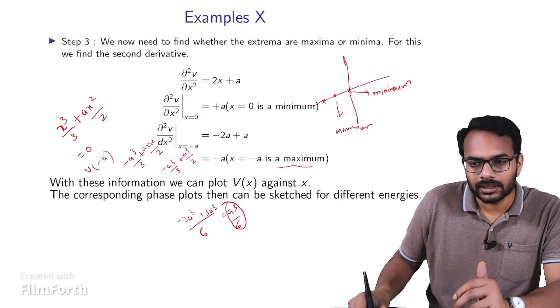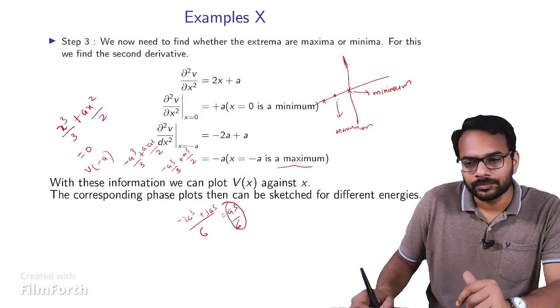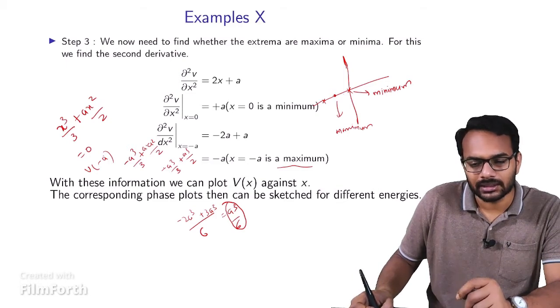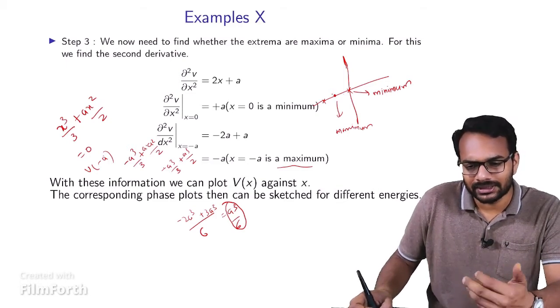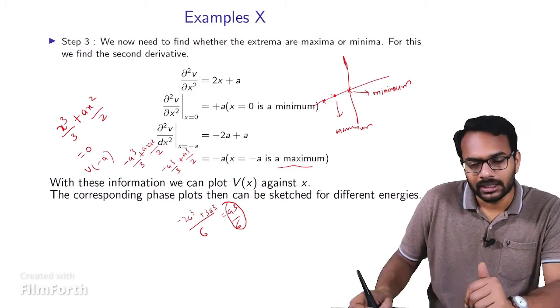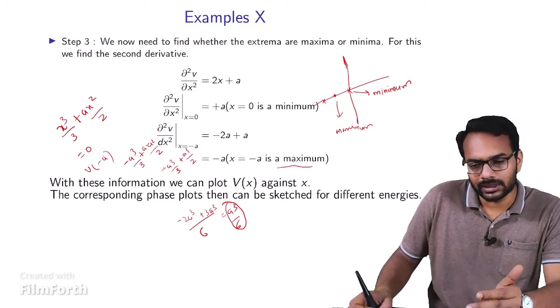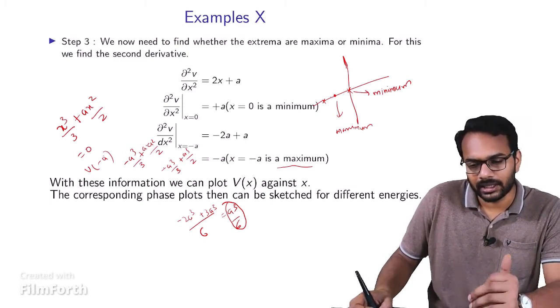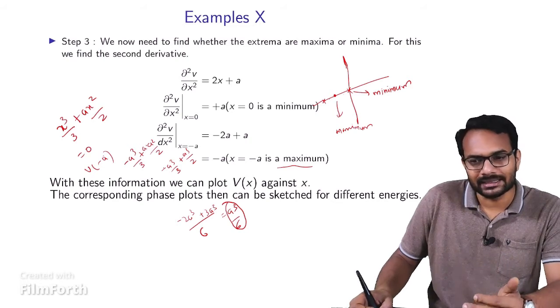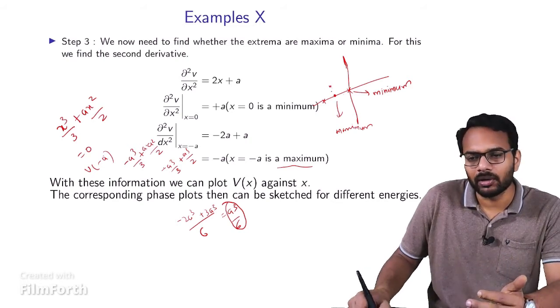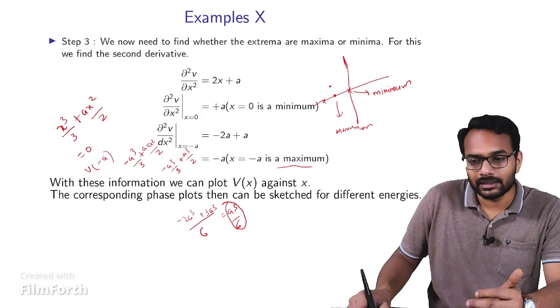If, for example, a is 1, then a cubed by 6 is around 1 by 6. That's not nice, so let's take a equal to 2, since we just need the qualitative behavior. Then it becomes 8 by 6, which is just above 1. Okay, so now we have got the details.